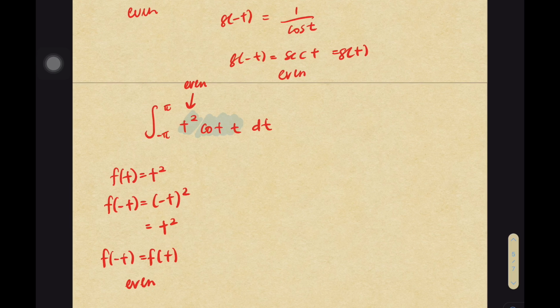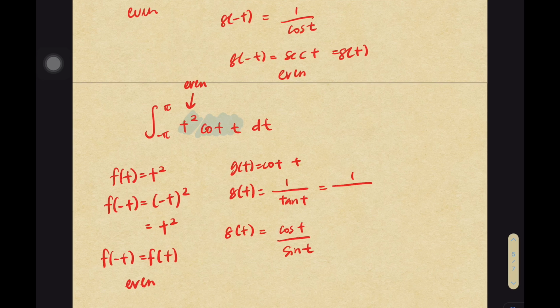So now let's check the second function, where we have g(t) equal to cot t. And if you can remember, cot is equal to 1 over tan. So your g(t) is equal to 1 over tan t, and your tan is equal to sine over cos. Therefore 1 over (sine over cos) is equal to cos over sine. So you have g(t) equal to cos t over sine t.